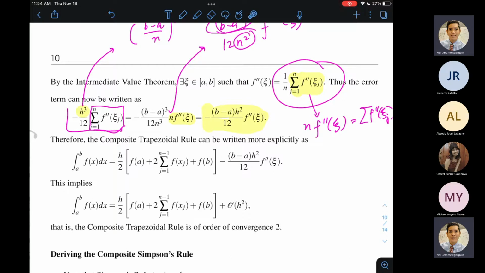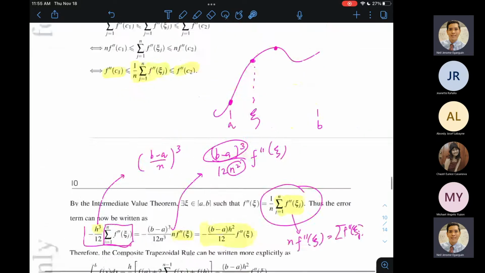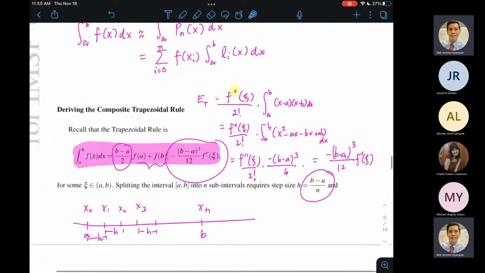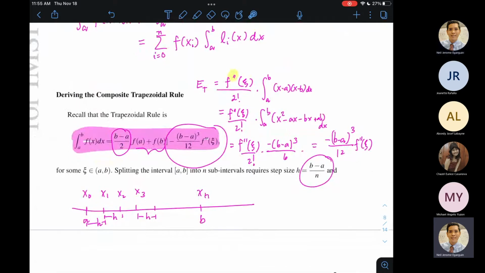Okay? So this is our explicit expression for the composite trapezoidal rule. And this implies that this method is of order big O of h squared. Okay? Kasi yung last term dito ay meron siyang factor in h squared involved. Okay? So tingnan nga natin yung order ng trapezoidal rule. Oh yeah, the trapezoidal rule here is also of order 2.